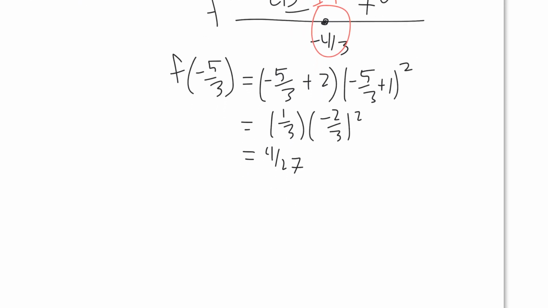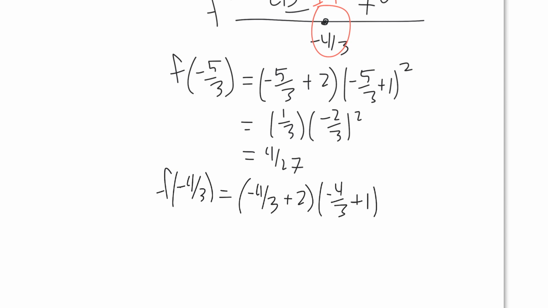All right, let's do f of negative 4/3. Again, I encourage you to pause the video and see what you get. All right, hopefully you got the following. Negative 4/3 plus 2, negative 4/3 plus 1 squared. That will give us 2/3 here, and negative 1/3 squared here, which works out to 2/27.